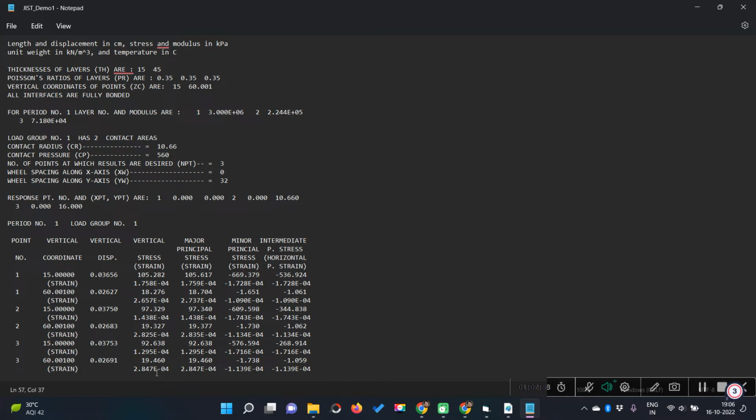Yes, sir. Okay. Now for tensile strain, where do you need to check? At which depth? Z equal to 15 or Z equal to 60? So 15, sir. 15, because we check it at the bottom of the bituminous layer. So at Z equal to 15, we need to check the intermediate principal stress, the horizontal principal strain. So here in the last column, the last one you need to check.